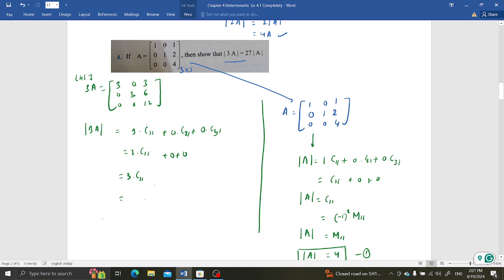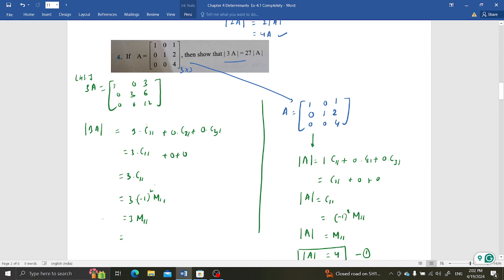Now what is C11? 3 times (-1)^(2) M11. So here we get 3 times M11. And what is M11? After deleting the first row and first column, this value we get, and we need to take the determinant of this one. I hope you understand what we need to do here.